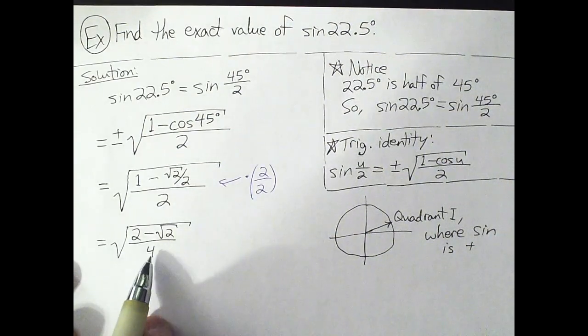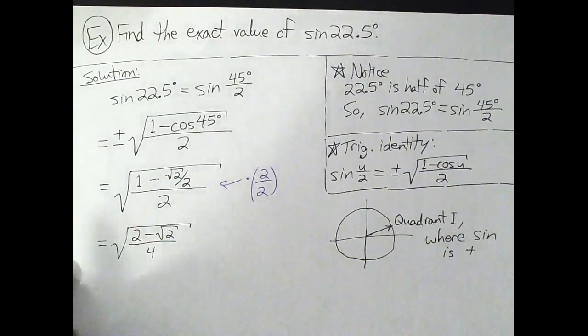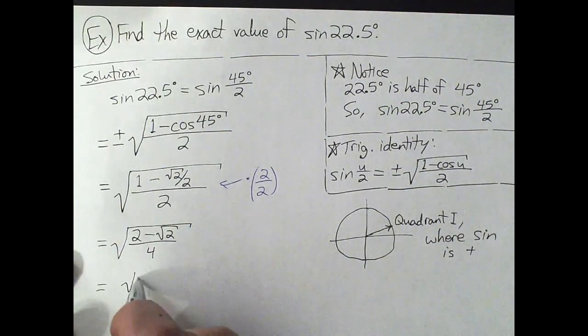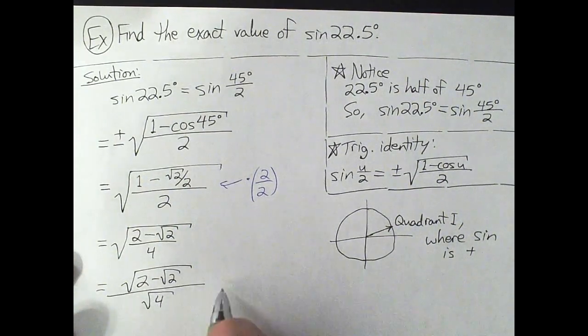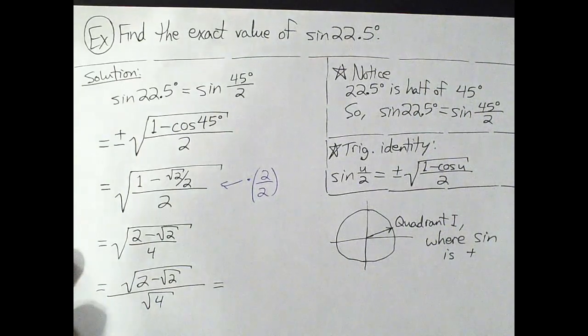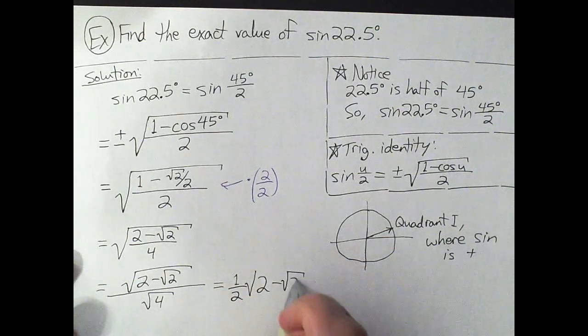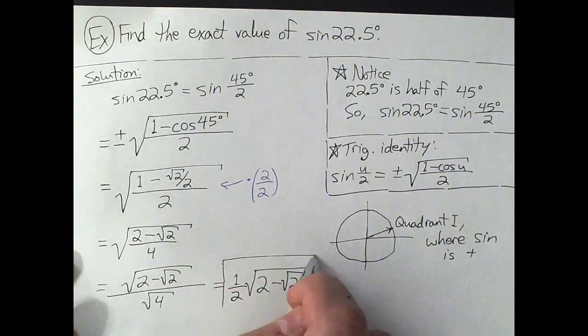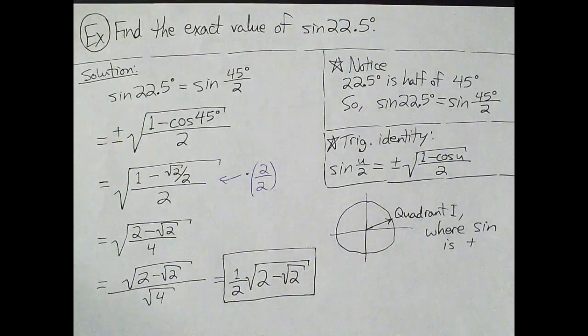I think that's actually a nice thing that we turn that into a 4, because I know the square root of 4. So when you do the square root of a fraction, you do the square root of what's up top and the square root of what's on the bottom. And I know the square root of 4 is 2. So one way you could write this answer is 1/2 square root of 2 minus square root of 2. And that is the exact value of sine of 22.5 degrees. There might be other ways that you could write that answer also, but this is the way we found it.